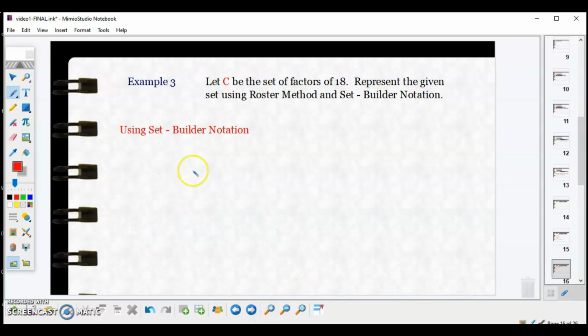Okay? Next, we use the set builder notation. Set builder means we are going to state the rule, what's common among the elements of the given set. So we have C is the set of all x such that x is a factor of 18.